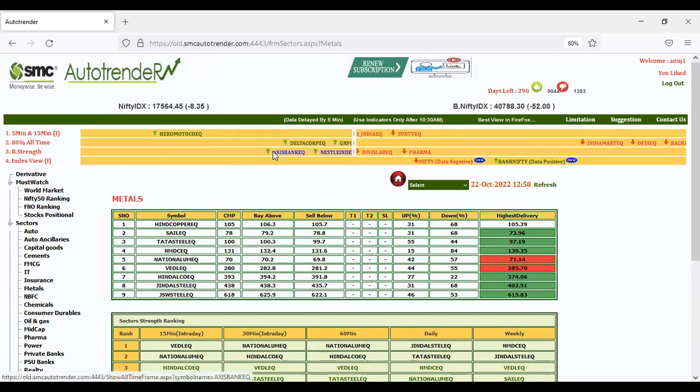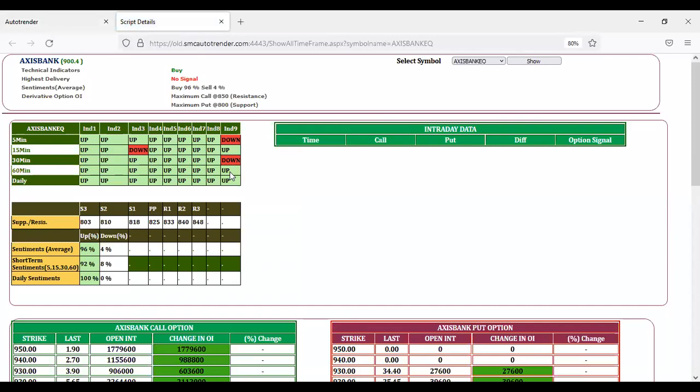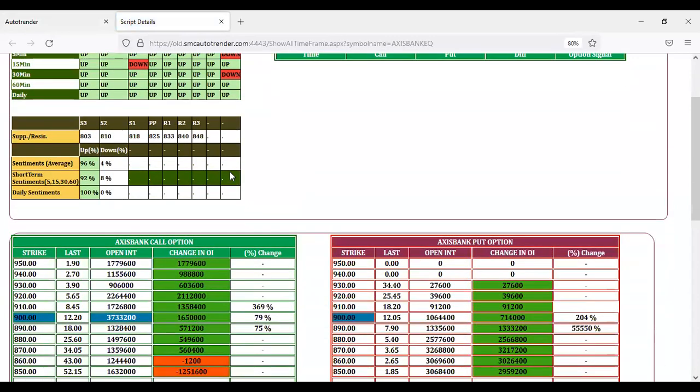Say, for example, Axis Bank. First you need to understand how strong or weak the stock is on technicals. Then eventually you move on to the option. And the better entry would be the at the money option, because the at the money option has the momentum.